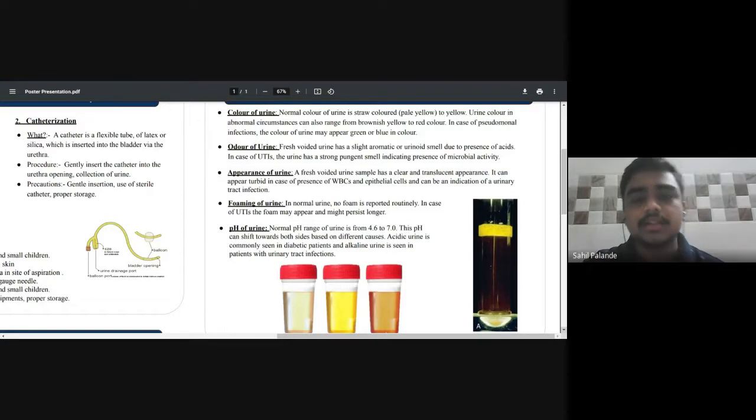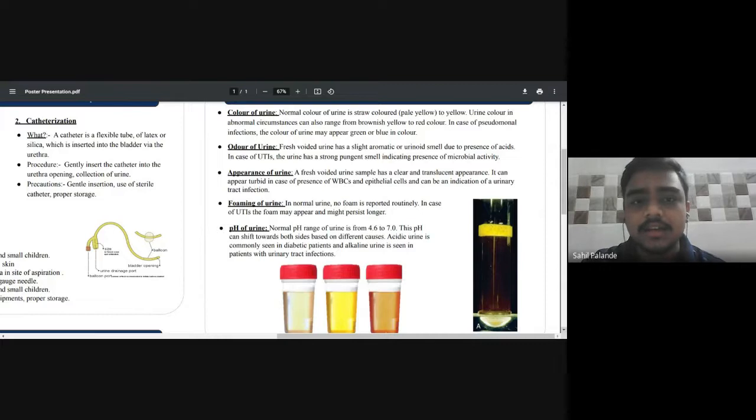Also, the odor of urine could be a fruity smell in case of diabetes, or a maple syrup-like smell in maple syrup urine disease. Thirdly, the appearance of the urine. A freshly voided urine is clear and translucent in appearance.